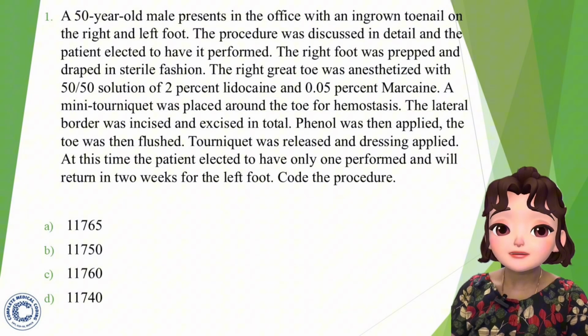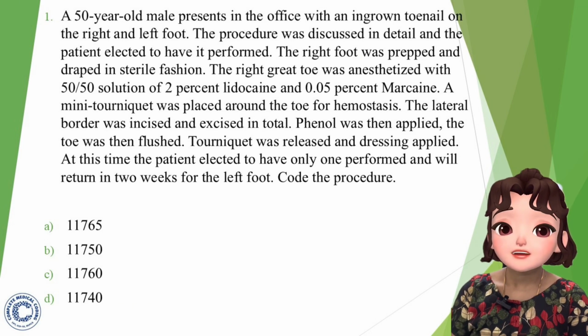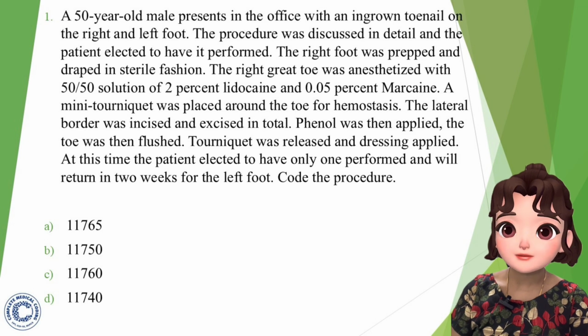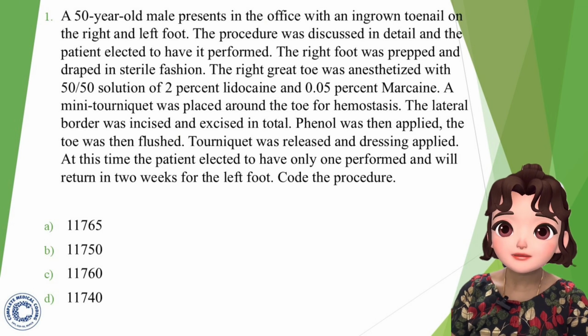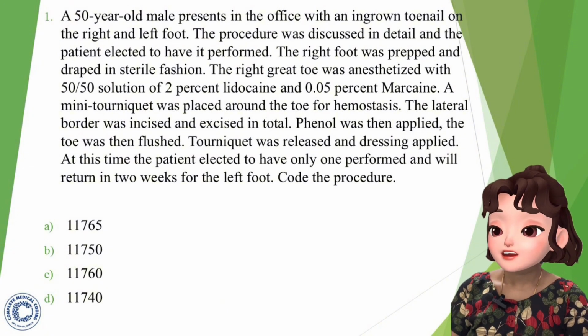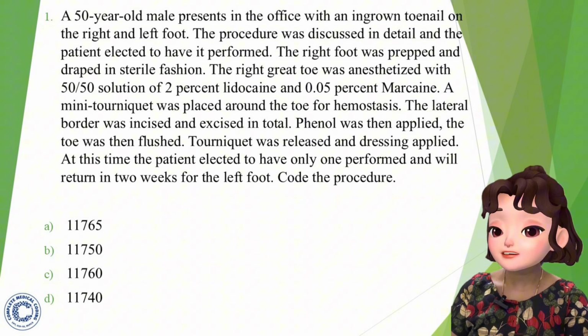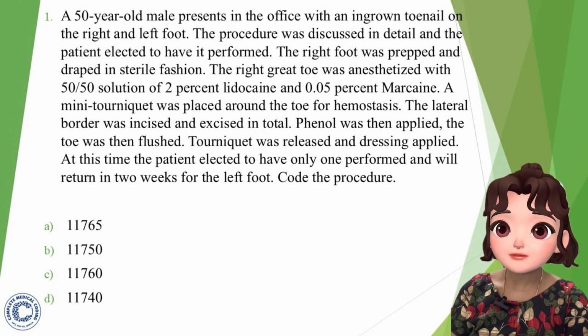Let's move to the codes one by one. Open the CPT code book, go to the first code 11765. See what are the series mentioned here in the options: 11740, 11750, 11760 and 11765. Let's check which is the correct answer. What is 11740? Evacuation of subungual hematoma. No, it's wrong.